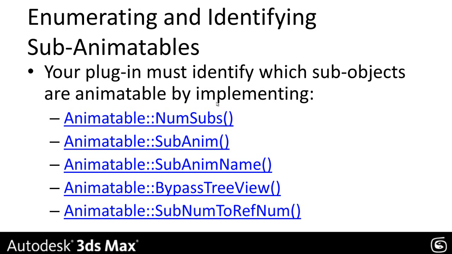basically being able to copy in the tree view. So if you return -1, then it won't be copied. But if you want it to be copied, what you do is you provide the map from the sub-animatable to the actual reference, the object, and then internally 3ds Max will copy the referenced object and make a new one. Okay, so that's optional. If you return -1, then it does nothing.